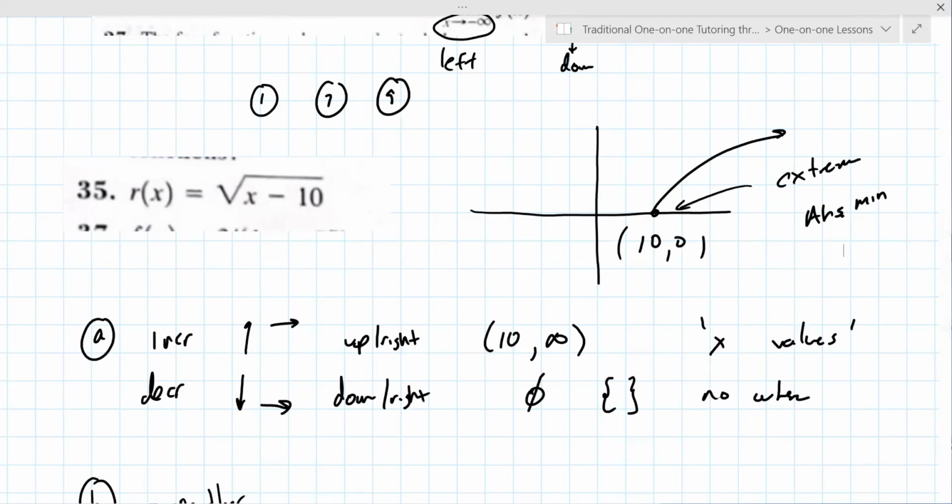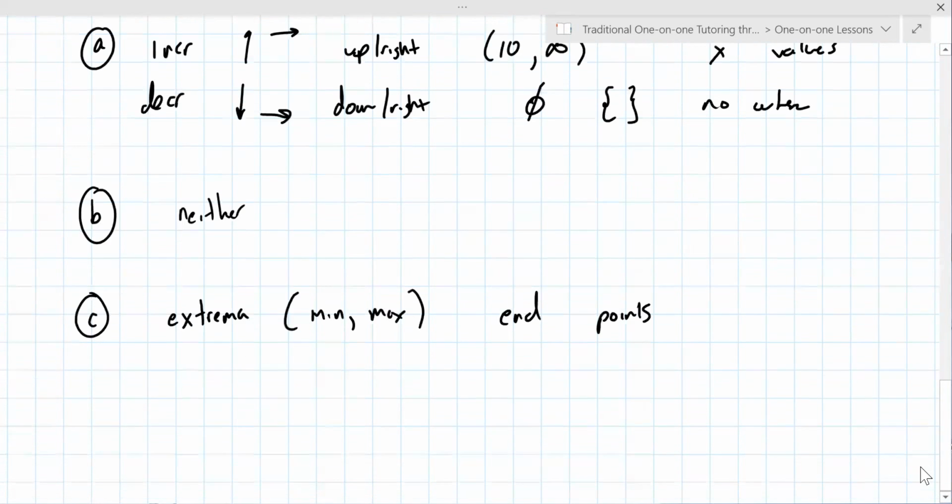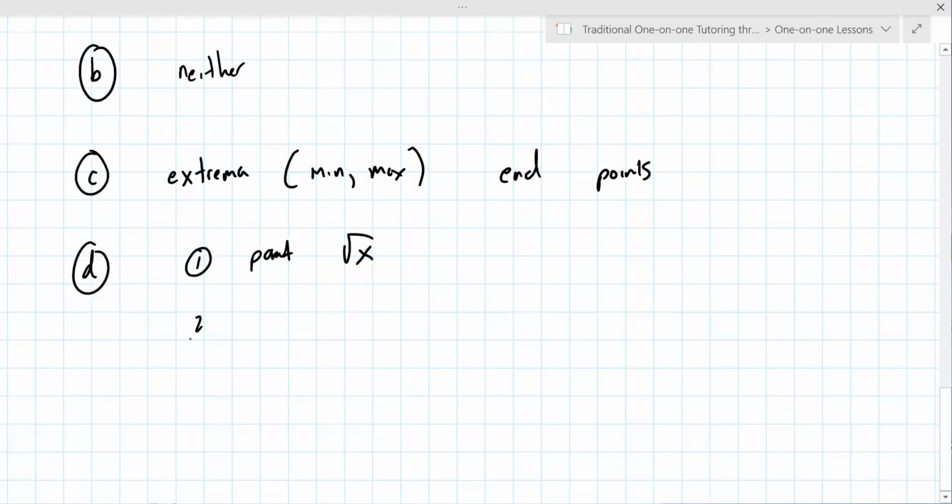But C, like B, is its own kind of segment. D is probably the most relevant one for you as a student in this class. D is asking first, what is the parent function? The parent function is the square root of x. So then what is happening when you have the square root of x minus 10? It means 10 right. Yeah.